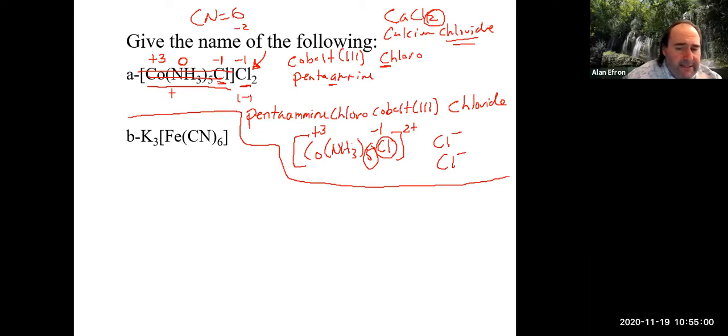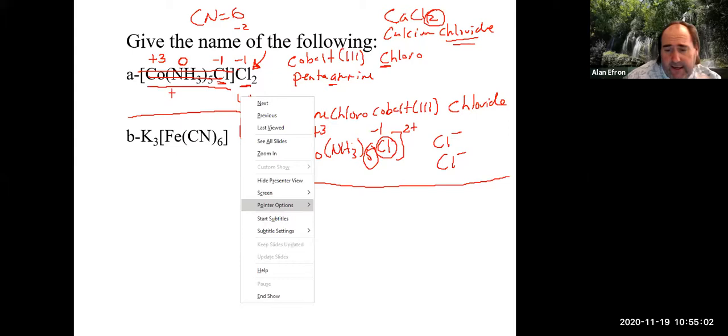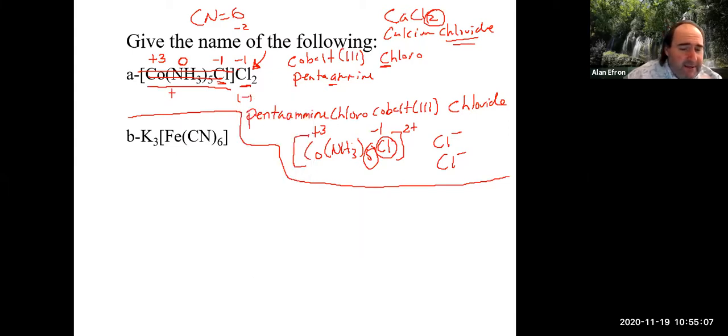Now, looking at the second one that we got going on there, we see something sort of opposite here. We do have potassium, and we see our bracketed transition metal on the second part of the formula here. So that means that our complex ion is going to be negative in this case. Our counter ion in this case is going to be positive.